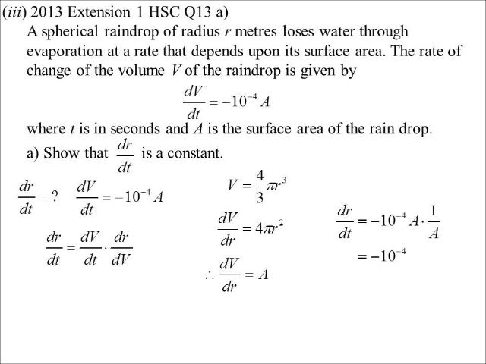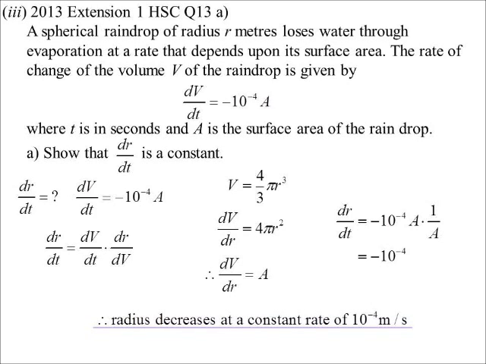So we'll get negative 10 to the negative 4 A times 1 on A. The A's cancel. We get a constant number there. So dr/dt is indeed a constant amount, negative 10 to the negative 4 metres per second. So that was the first part of the question.